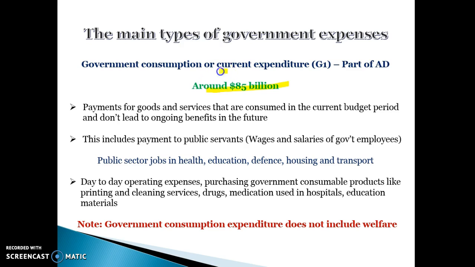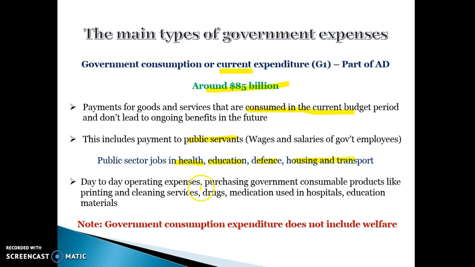It's also referred to as current expenditure, and it's basically payment for goods and services that are consumed in the current budget period. They don't provide ongoing benefits for the future. They're all about providing the service in this particular period. So it includes public servants' wages, so the wages and salaries of government employees. That can be people working in the health sector, in education, in defence, in housing and transport. It's about providing salaries for these people who provide services to the community.